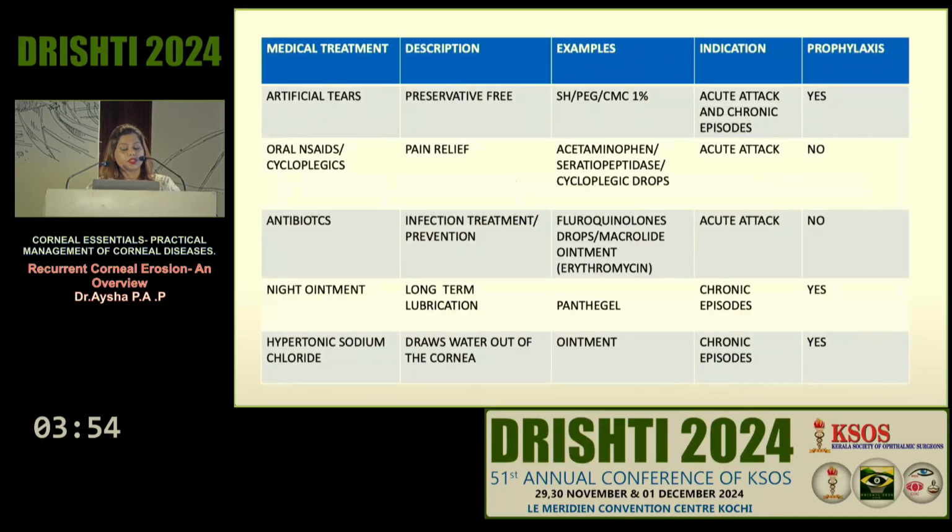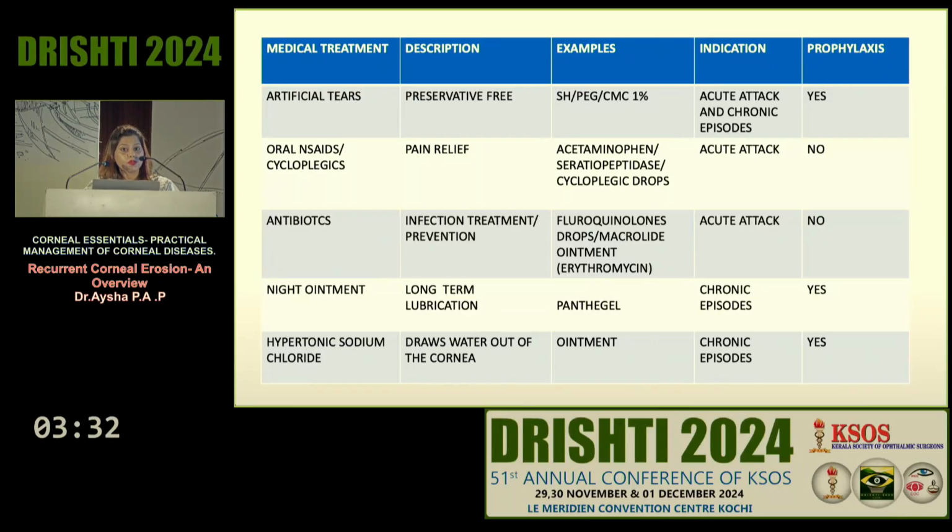I have made a chart to describe the medical management. Always use preservative-free artificial tears. It is indicated in acute attack and also in the chronic episode, and it can also be given prophylactically. Oral NSAIDs or cycloplegic, also you can use home atropine, mainly for pain relief, and it can also be given in the acute attack.